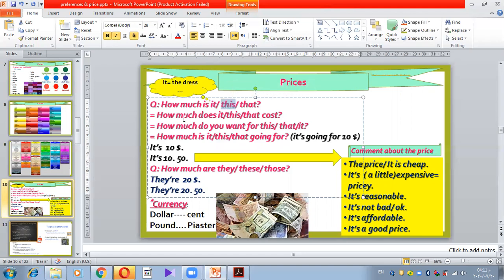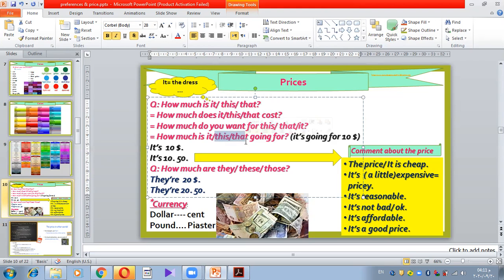Don't forget, how much does it, or this, or that cost? How much does it cost? Simply use it, but if you would like to say this or that, it's okay as well. How much is it? How much does it cost? How much do you want for this or that? Or how much do you want for it? How much is it, or this or that, going for? So you can add just how much is it going for? It's going for 10. You may hear this from a native speaker.